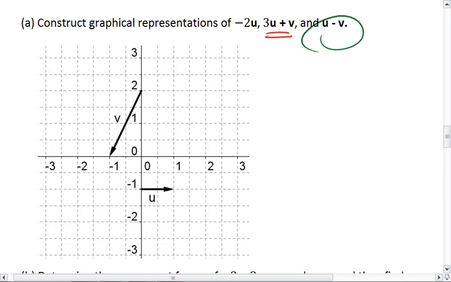We're going to use a positive u, but only one of them. But now we're using a negative v, so instead of going 2 to the left and 4 down, we're going to go 2 to the right and 4 up. So there's negative v, which means that my red vector here is u minus v. And those are your graphical representations.